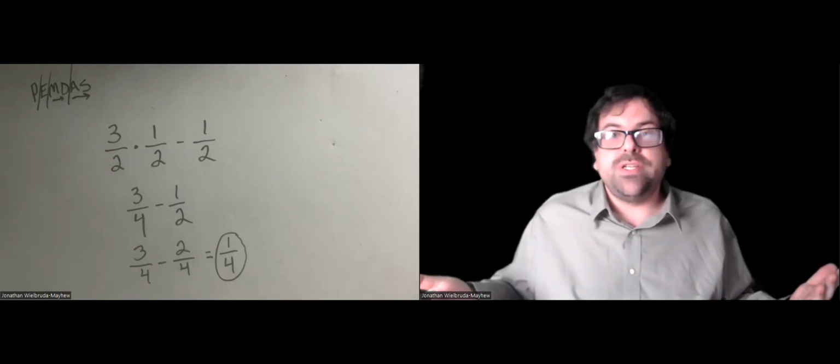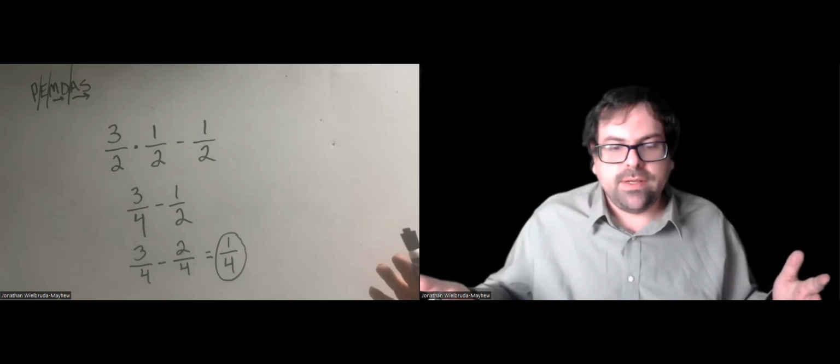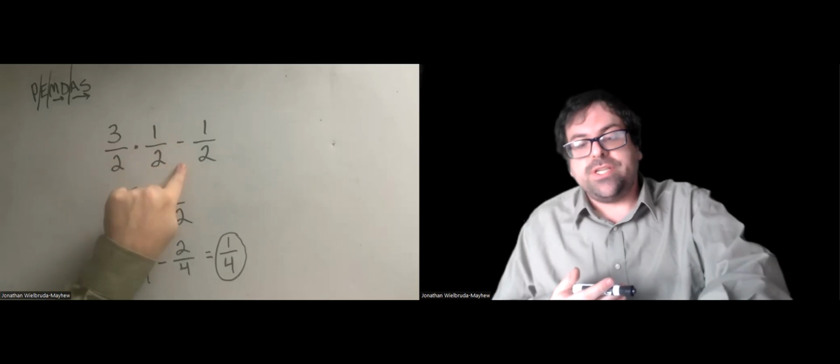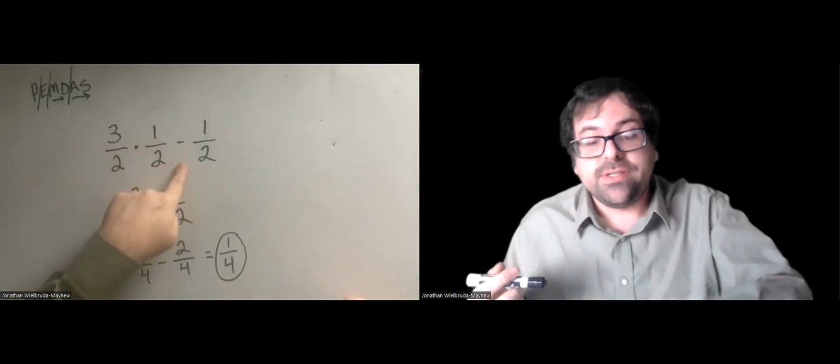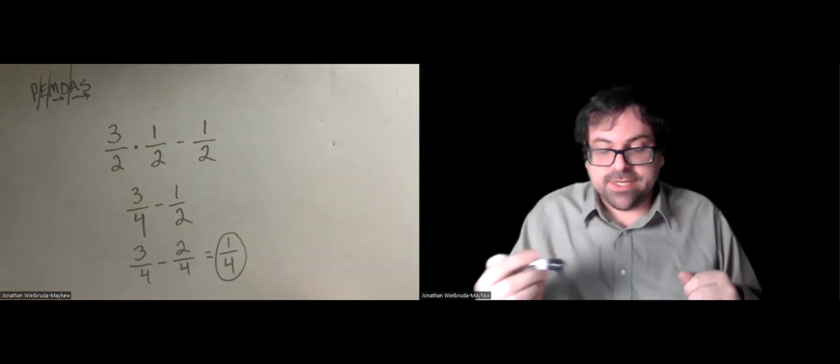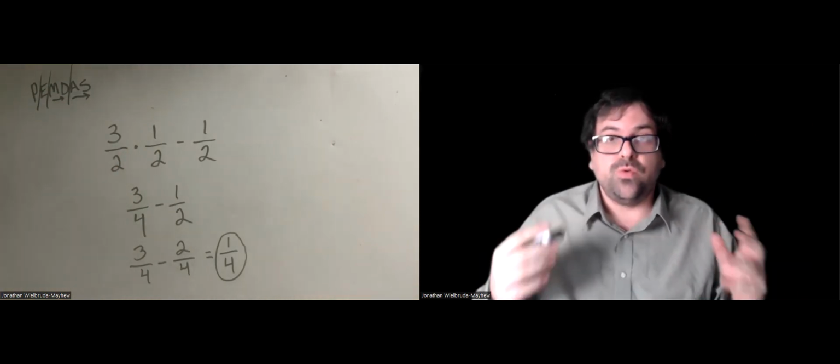So order of operations, important. If instead of multiplying first, you mistakenly subtracted first, you would do 1/2 minus 1/2 is 0. Anything times 0 is 0. You would get an answer of 0, which would be wrong.